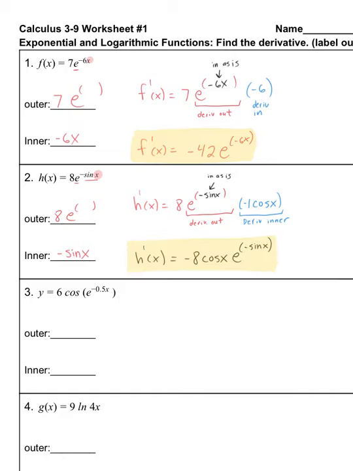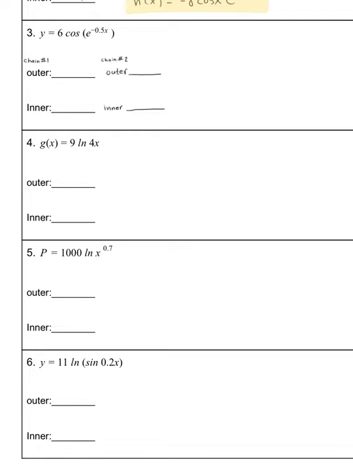Okay, on to number 3. Let's count the functions first. We have cosine, we have e, and we have negative 0.5x. So 3 functions means this is a double chain. We are taking the cosine of e to the negative 0.5x. So the outermost of those 3 functions is the cosine. And don't forget, like I just did, don't forget the 6. But the cosine is the outermost. We're cosigning the other 2 functions. The inner as is always everything else, the other 2 functions.